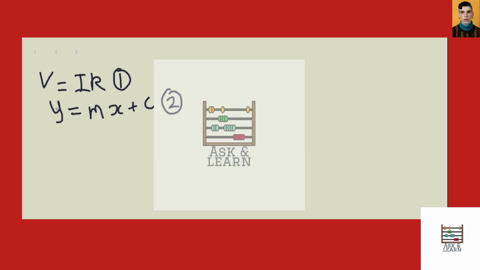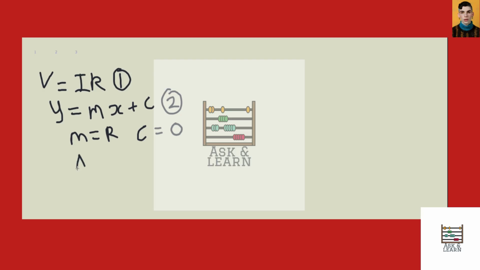And so we can see, in order to make equation 1 look like equation 2, we have to say that y is equal to V, x is equal to our current I, and that would make m equal to the resistance, and that would make c equal to 0. And so if our wire obeys Ohm's law, we expect to see an intercept of 0 and the slope to equal the resistance.